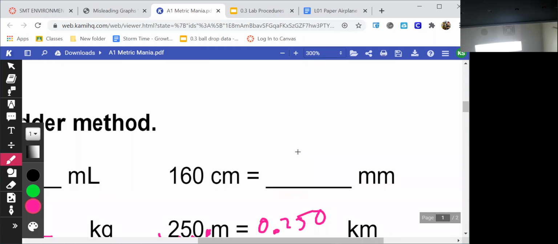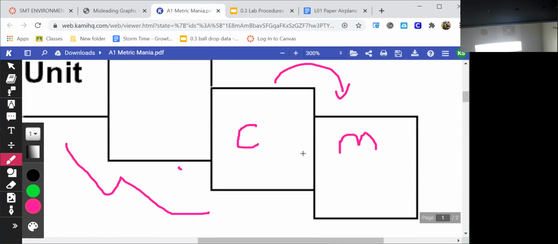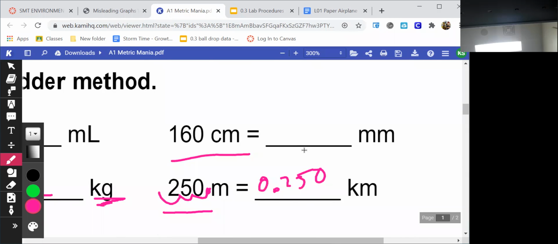Let's just do one more. We do the centimeters to millimeters. Okay, centimeters to millimeters is moving the decimal point 1 to the right. So we're going to take the decimal point and move 1 to the right. And that would be our answer.